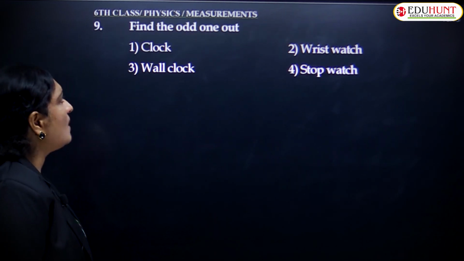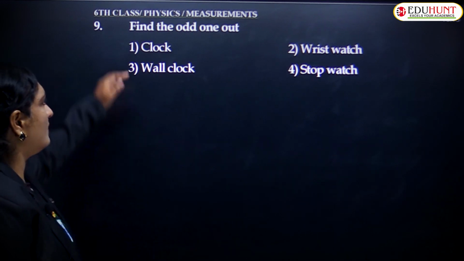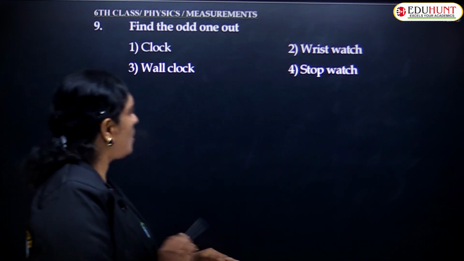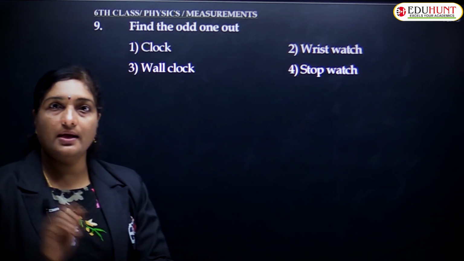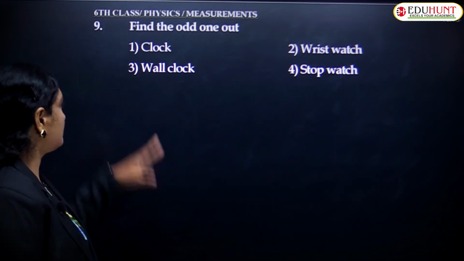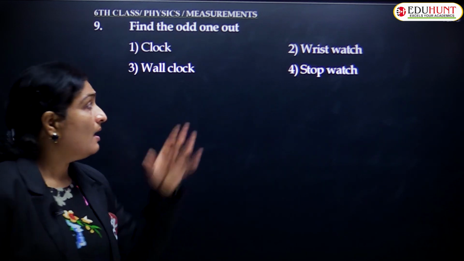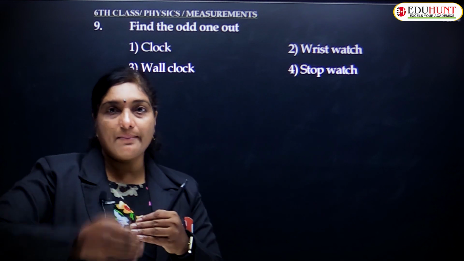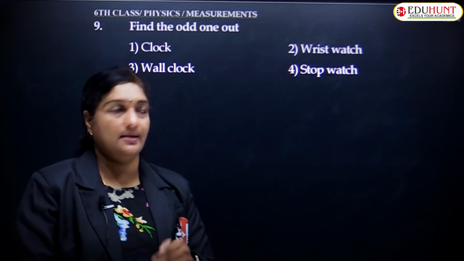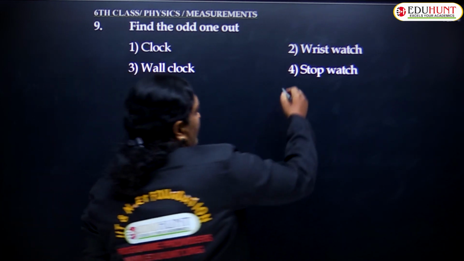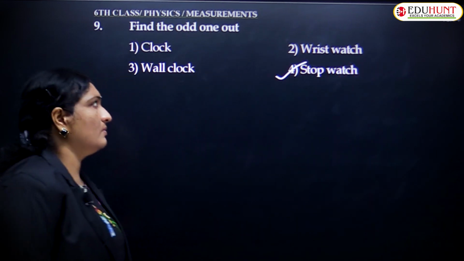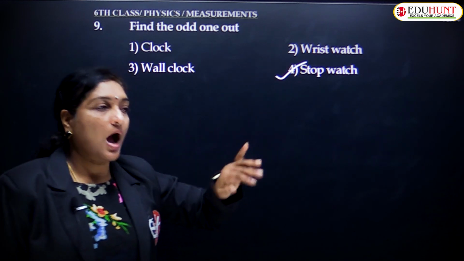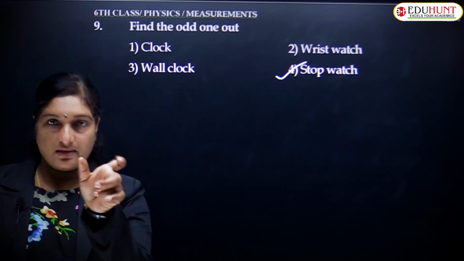Coming ahead, find the odd one out. Which one is the odd one? Clock measures the time, how much time has occurred. Wristwatch also gives the exact measurement of time. Wall clock also gives you the time. But moving to the stopwatch, as I just told you, the limited amount of time that has passed will be given by the stopwatch. So which one is the odd one out? Stopwatch is the odd one out. This will give you how much time has been covered in that given interval.